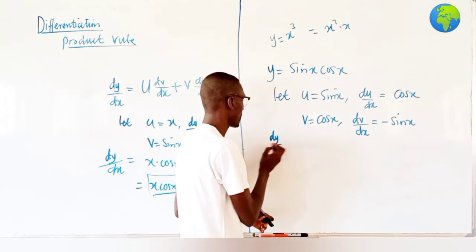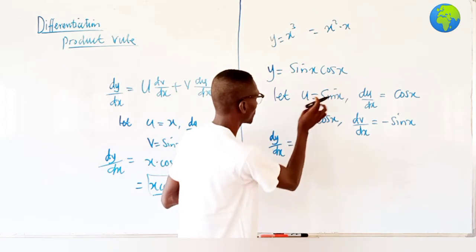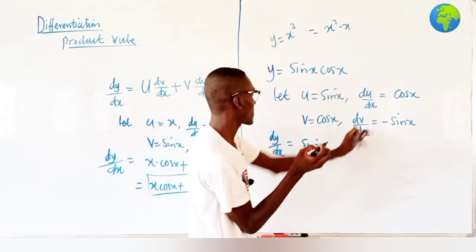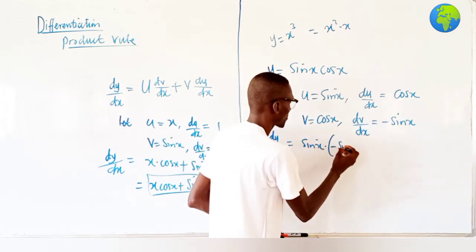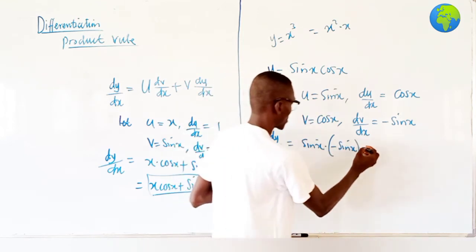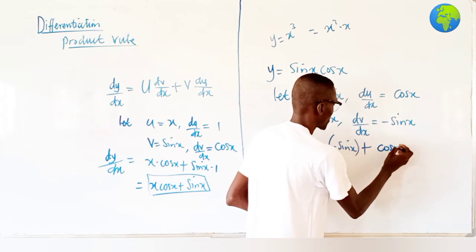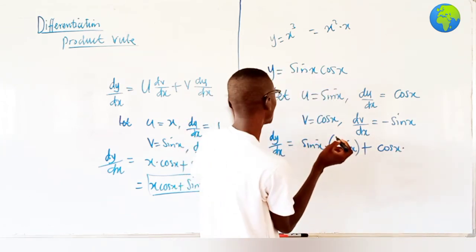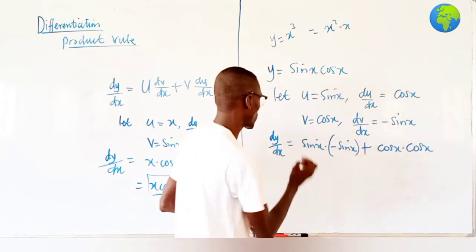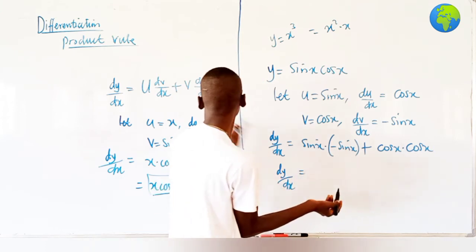So dy dx equals, we have u dv. What is u? We have sine x multiplied by dv. Our dv is minus sine x. So you put minus sine x, right? Then we have plus, what is v? We have v, which is cos x, right? Times, what is our du? Du was cos x, right?